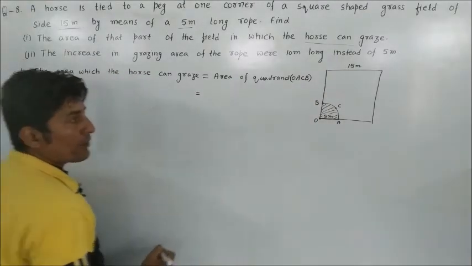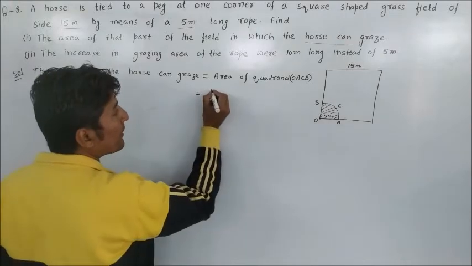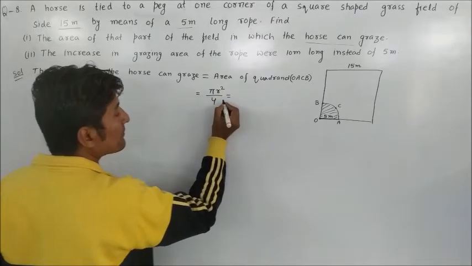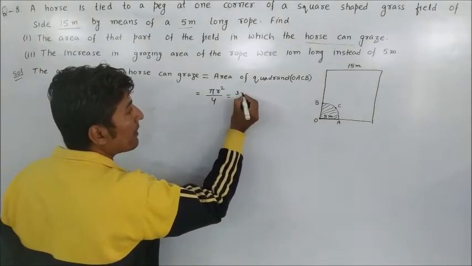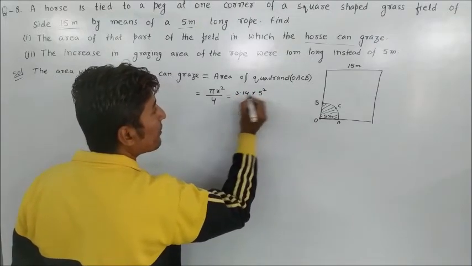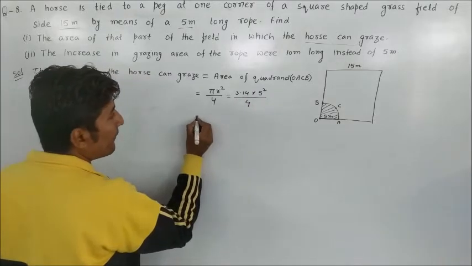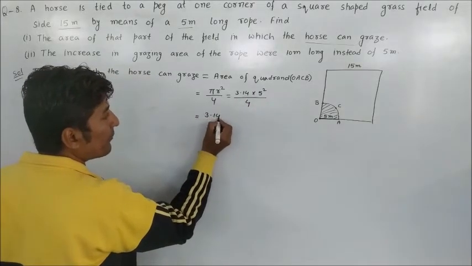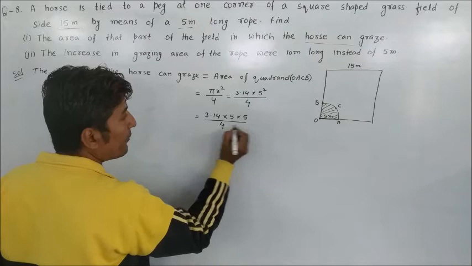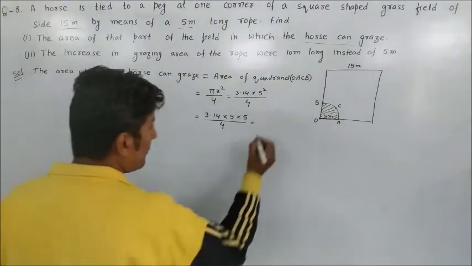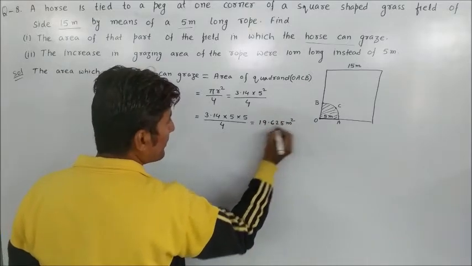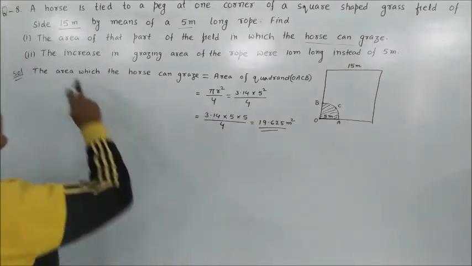As we know, area of quadrant equals to pi r square upon 4. So we can write here the formula pi r square divided by 4. In place of pi, we can write 3.14. Radius, we are having 5 meters, so we can write here 5 meter whole square divided by 4. And finally, we can write here 3.14 multiplied by 5 and divided by 4. So the total value of this one will be equals to 19.625 meter square. So this is the solution of the very first question.